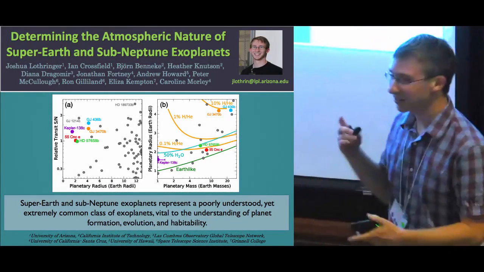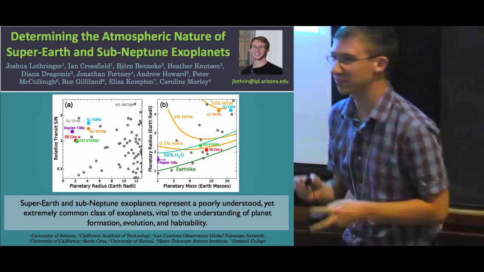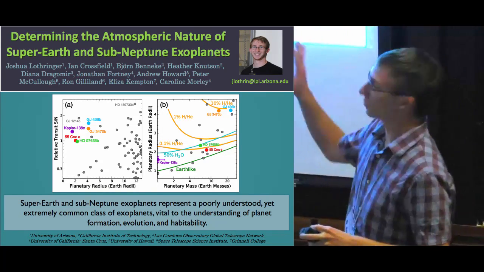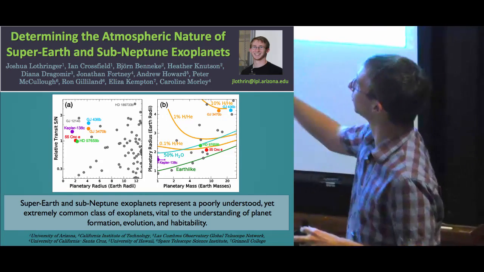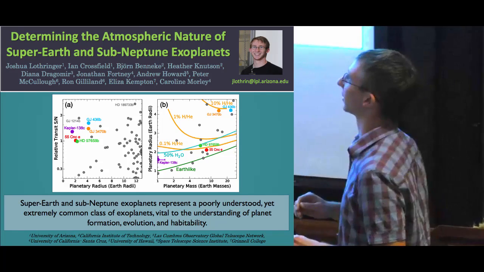Hi, I'm Josh Lothringer. I'm a second-year grad student at the University of Arizona, and I'm working on transit spectroscopy using the Hubble Space Telescope to look at a special demographic of the super-Earths and sub-Neptune exoplanets. So they're some of the smallest exoplanets that we can look at right now.